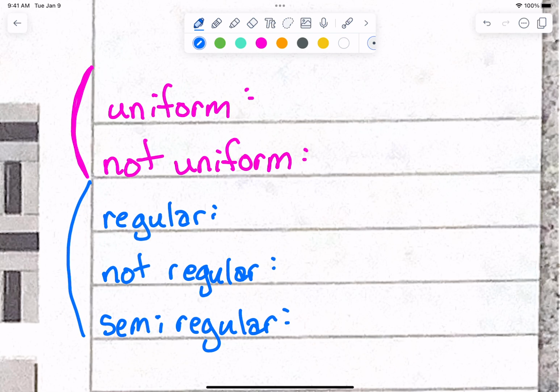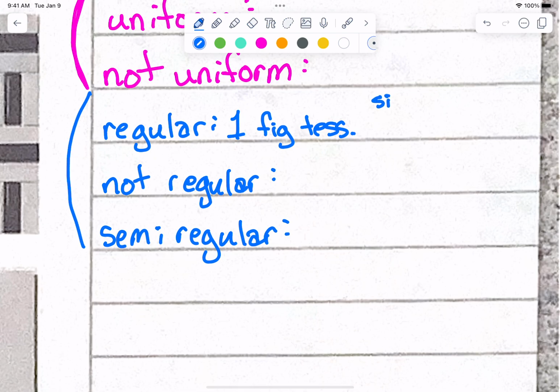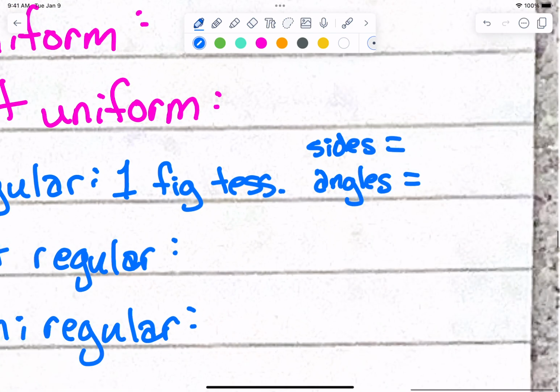Okay, let's talk about what regular and semi-regular and not regular are first. Regular means one figure tessellating where the sides are all equal and the angles are all equal. An example of this would be like the octagons that we just saw.